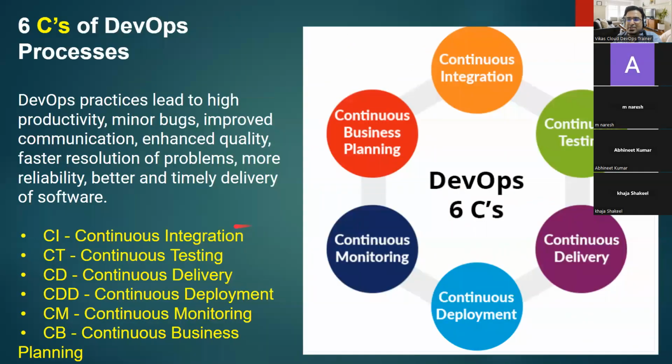Okay, what exactly is it? Continuous integration: the developer writes the code, testing happens automatically, or the build is getting created. Testing happening automatically is continuous testing. When it goes from one environment to another environment, continuous delivery is happening. When everything is happening automatically, continuous deployment is happening.